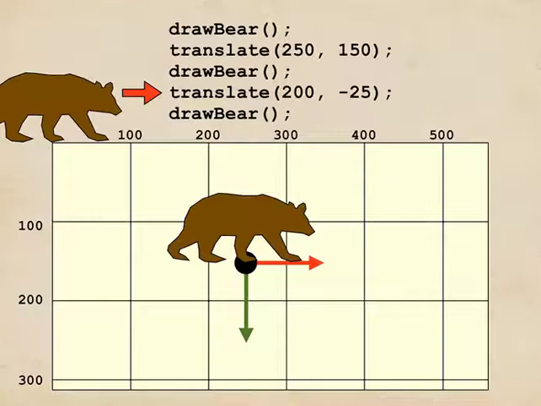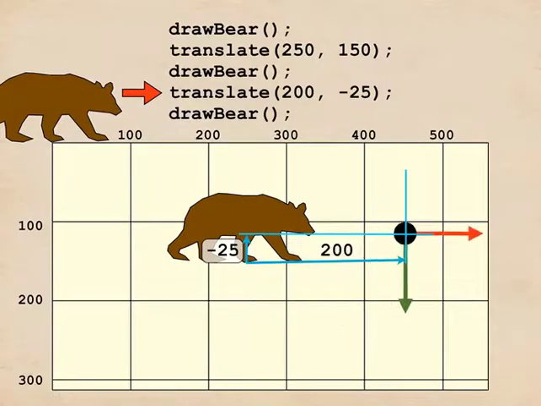Another translate. This time it's 200, minus 25. So positive 200 means we're going to move 200 units in the positive x-axis. And now minus 25 means I'll move negative 25 in y, or 25 units opposite to the way y is pointing. Okay, now we'll draw our little construction lines. We know where it's going to go. There's the new origin. And we're done with the translate.